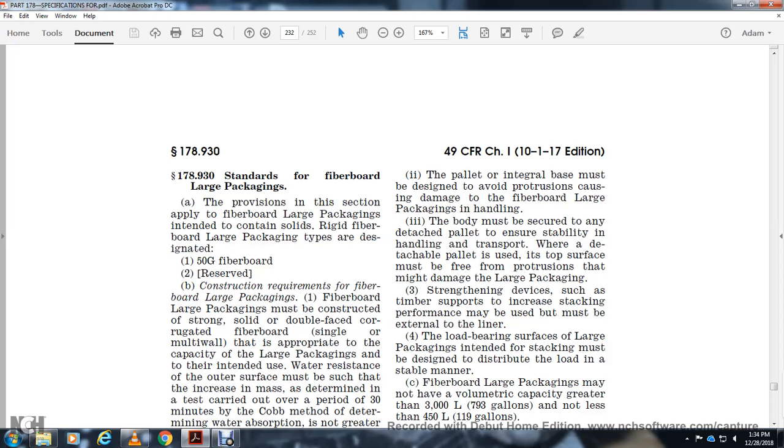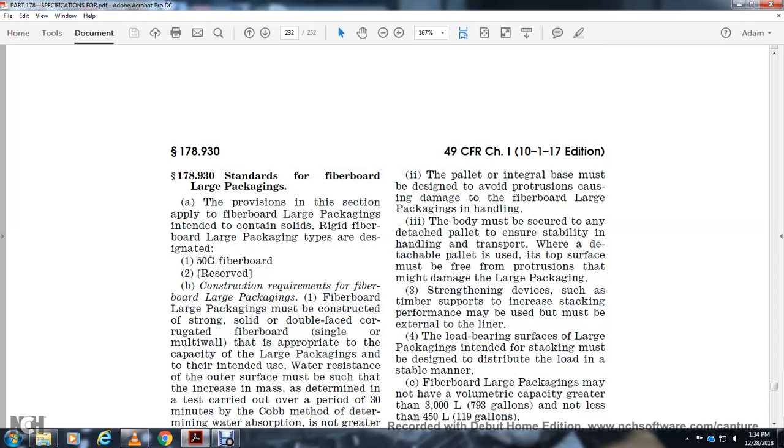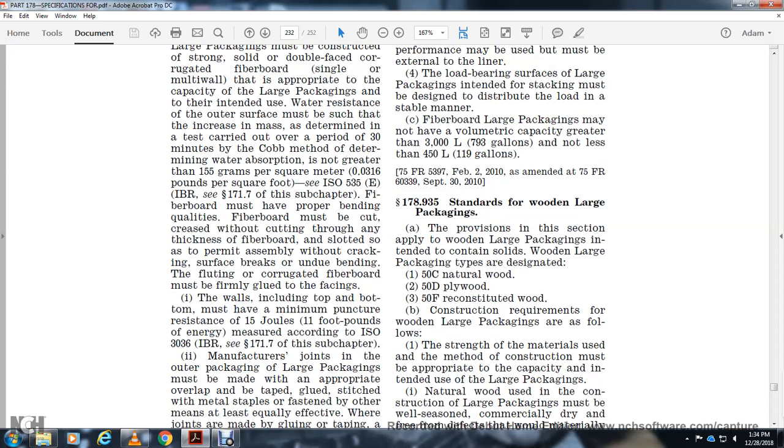The top surface must be free of protrusions that might damage the large packaging stacked with it, such as timber supports. For increased stacking performance, the external large packaging may be stacked with a device such as timber support, and with load-bearing lines for large packaging intended to be stacked within the design, for distributed load in the same manner. Fiberboard large packaging may not have a volumetric capacity greater than 793 gallons, or less than 119 gallons.